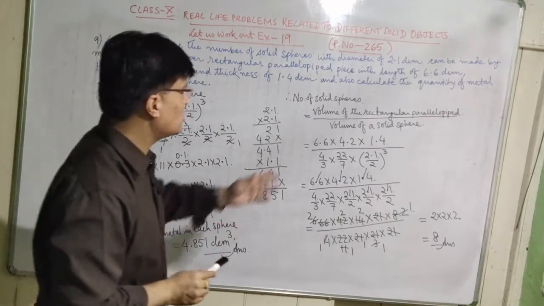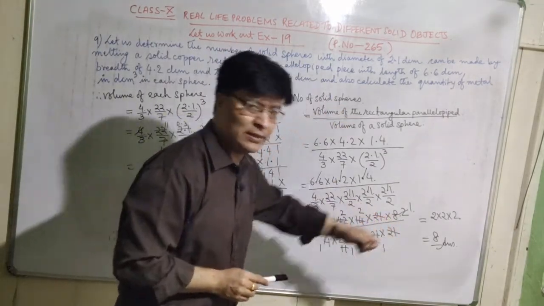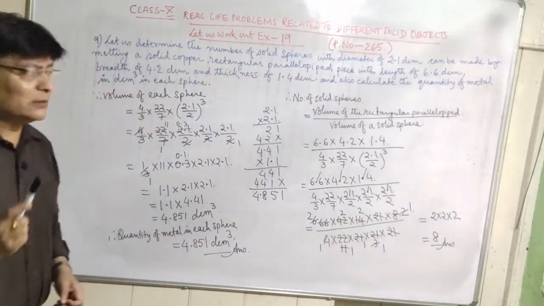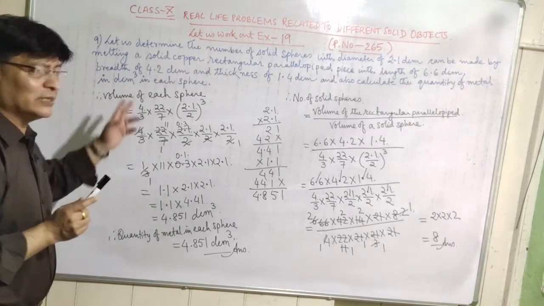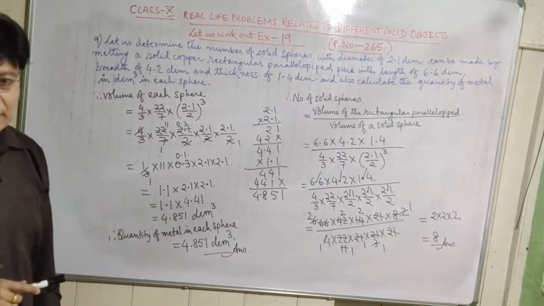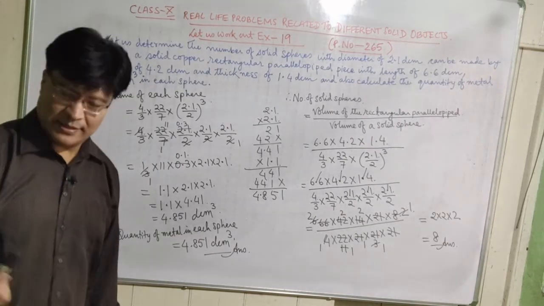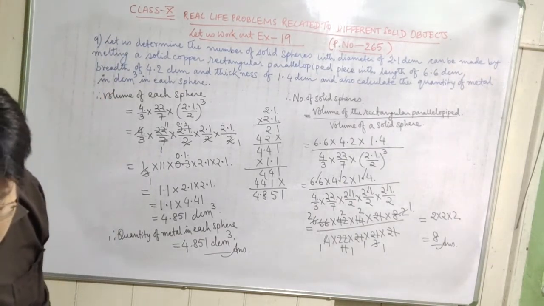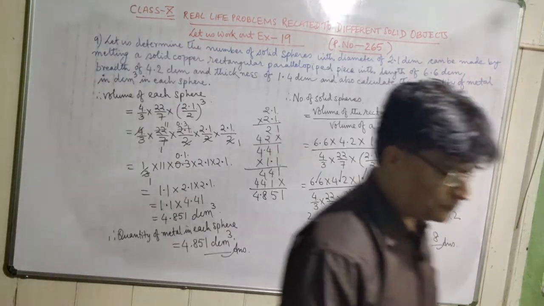So how many solid spheres can be made? 8. What is the quantity of metal in each sphere? It is 4.851 decimeter cube. So this is the answer. So you can copy it. Now we'll do the next question.